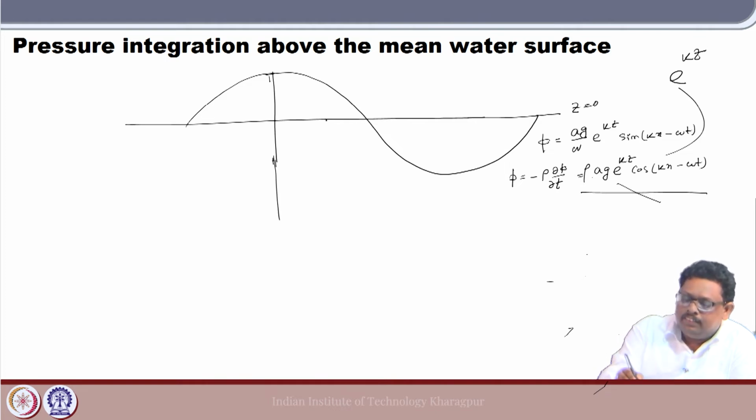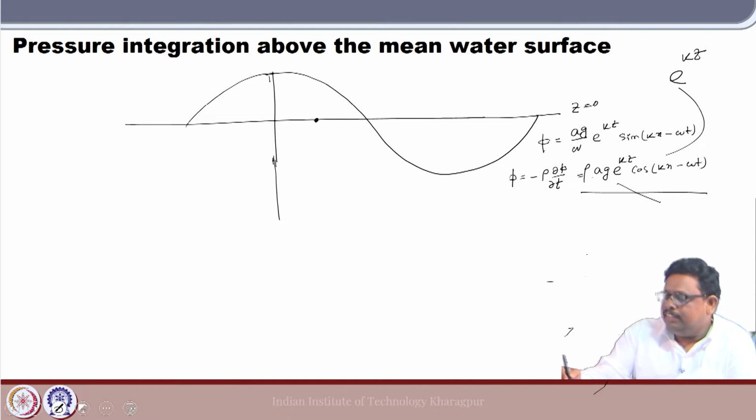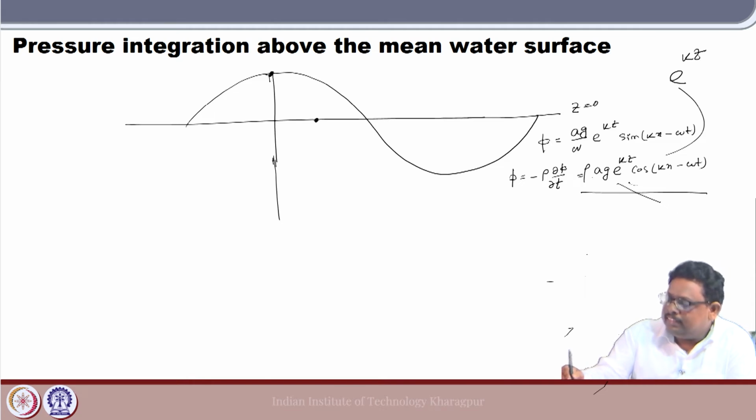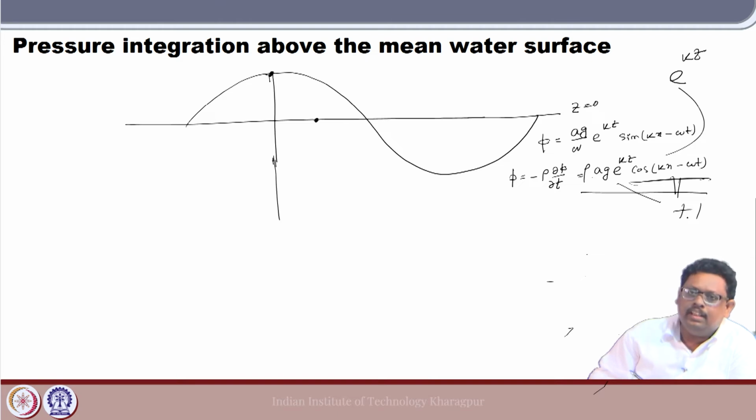Therefore, suppose this is my z equal to 0, this is the pressure term. Now, if you put z equal to 0 and remember that, let us take the maximum pressure. So, cos(kx - omega t) at the crest takes the value 1. So, this term goes to plus 1. So, eventually you have this term at z equal to 0, it is nothing but rho into a into g. So, the value at this point is nothing but rho a g.